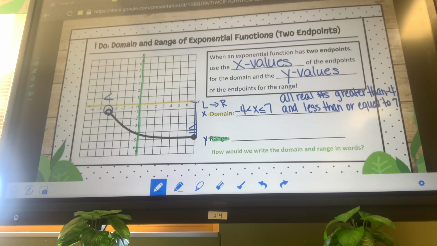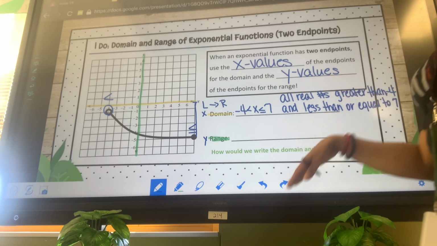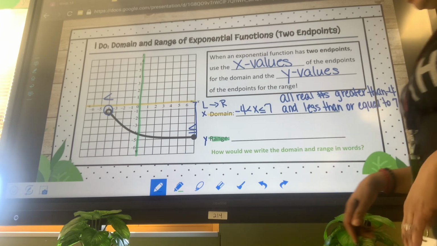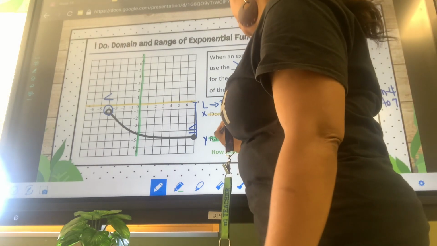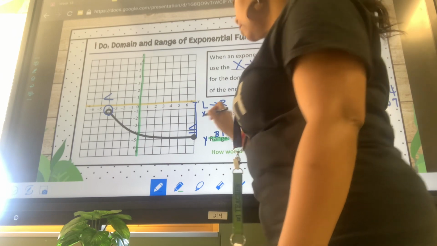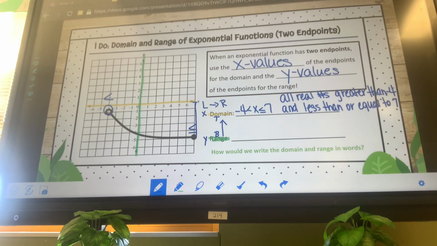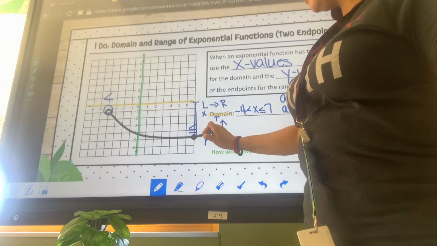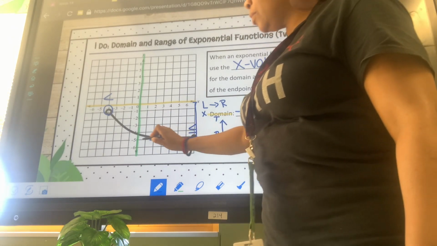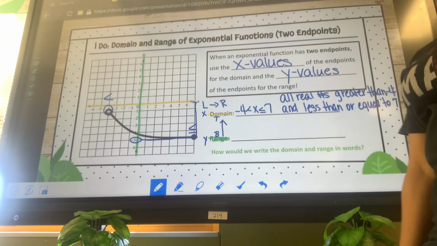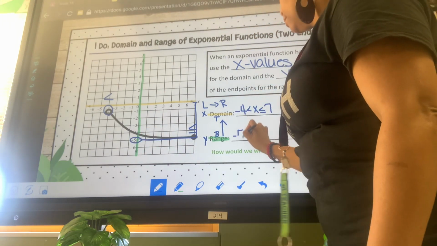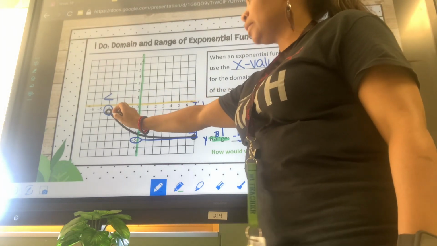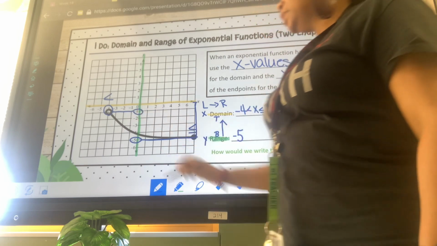Now let's go to our range. Remember, our range numbers must come from the y-axis, which is the green one. And we always start at the bottom and go to the top, because the lower numbers are at the bottom. So the bottom of my graph is right here. If I go to its value, it's a -5. Now I'm going to come up to the top of my graph. It's right here. Now find its value. It's a -1.